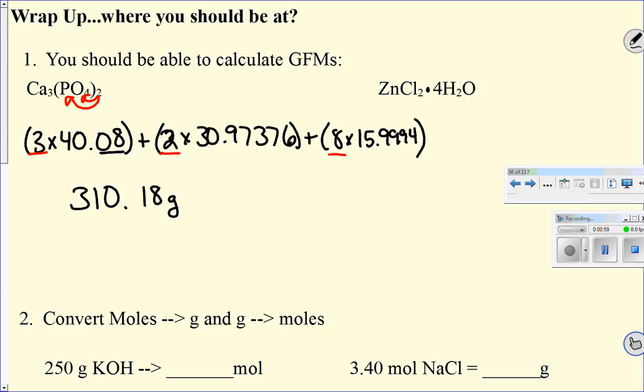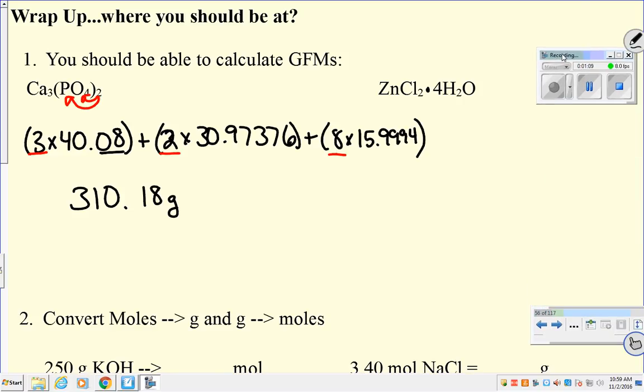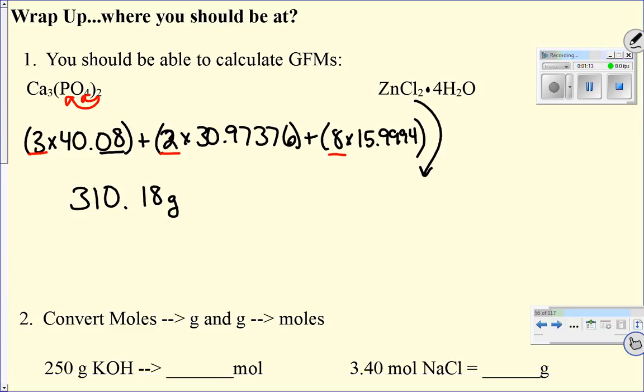There should be a little dot right there on your sheet. I don't know if it's showing up on my smartboard though. So when we're doing a gram per mole mass for a hydrated compound, you have to keep in mind that dot just means you're adding the mass of those waters. So I'm going to move this one down here a little bit.